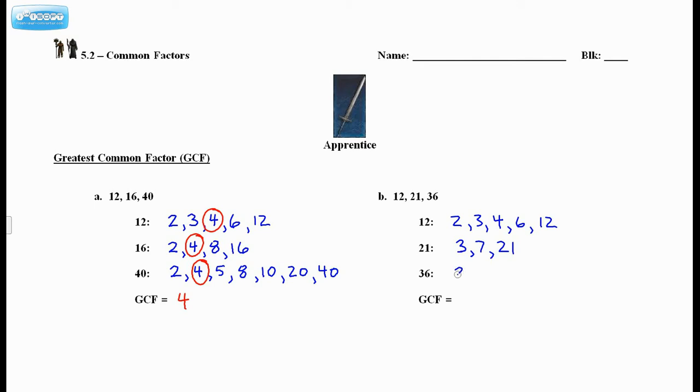36, now that I believe has quite a few. It's divisible by 2, 3, 4, 6, 9, 12, 18, and 36. And the biggest one that they all share, I think that's pretty clear, is 3. So therefore the GCF is 3.